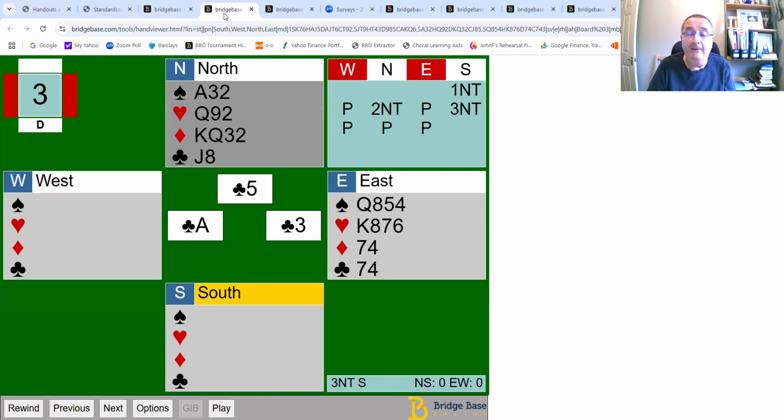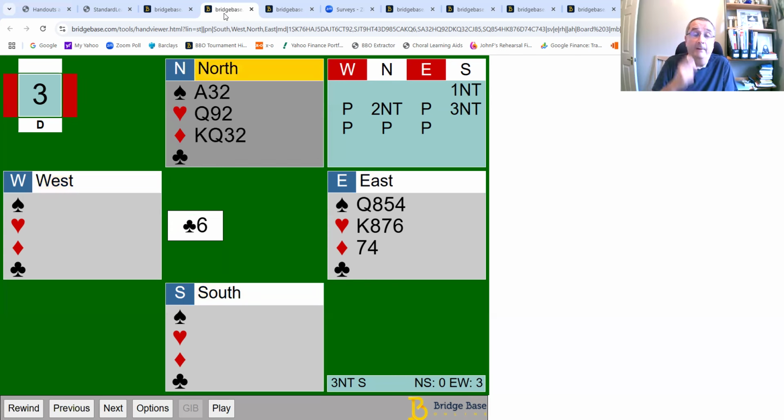We're playing standard signals here, high to encourage, low to discourage. We've nothing to encourage about here, so we just play low. However, my partner takes the first 3 clubs and then plays the 4th club, and this is also going to win a trick. And declarer plays the 2 of spades from dummy.